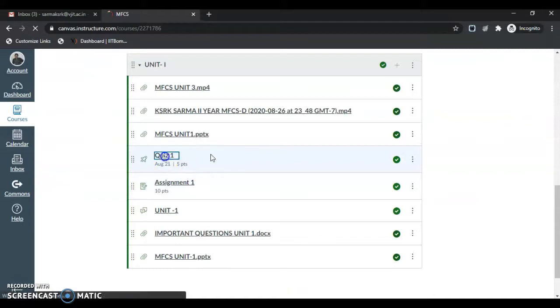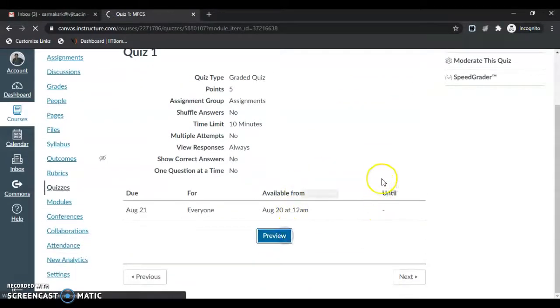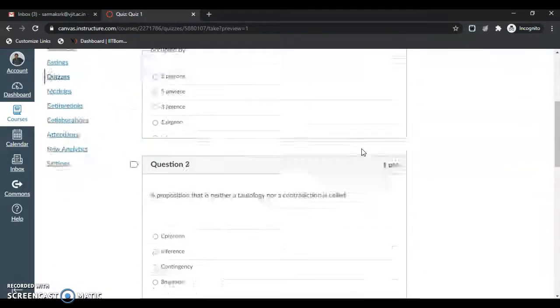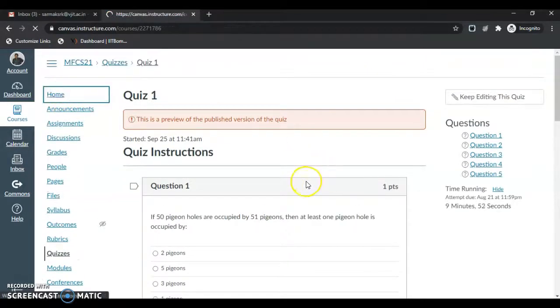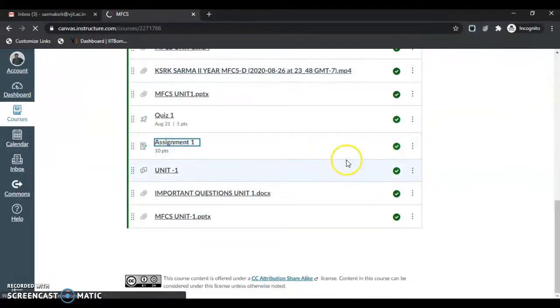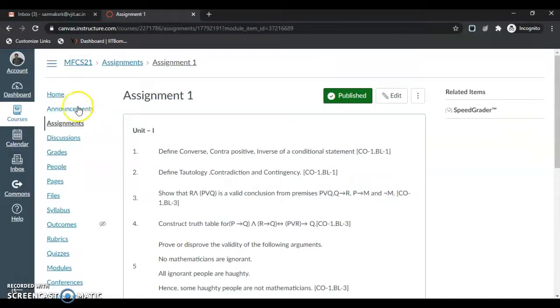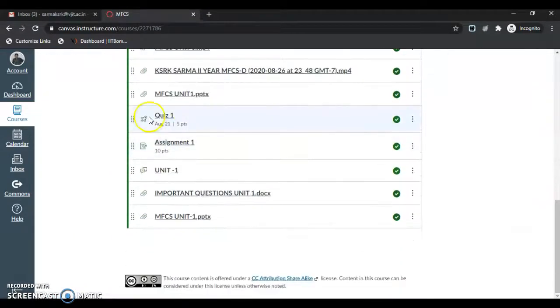For unit 1, I have conducted one quiz. This is the quiz for the students. Like this, I have given 5 questions for 5 marks. And for unit 1, I have also given one assignment to the students. I have given some questions, and they have to answer all the questions. So this is one assignment I have given.